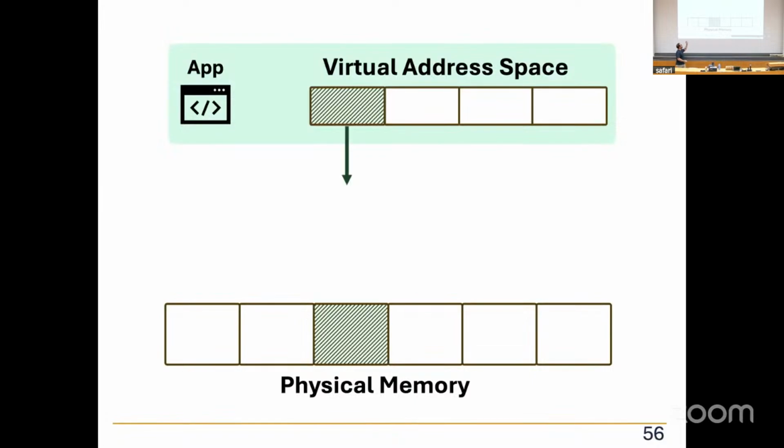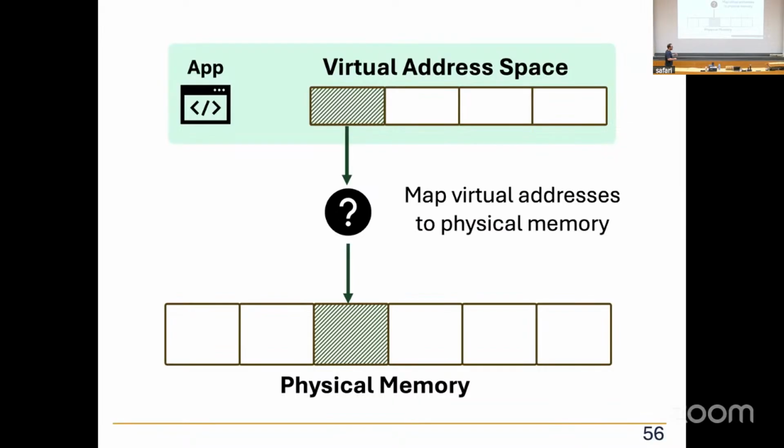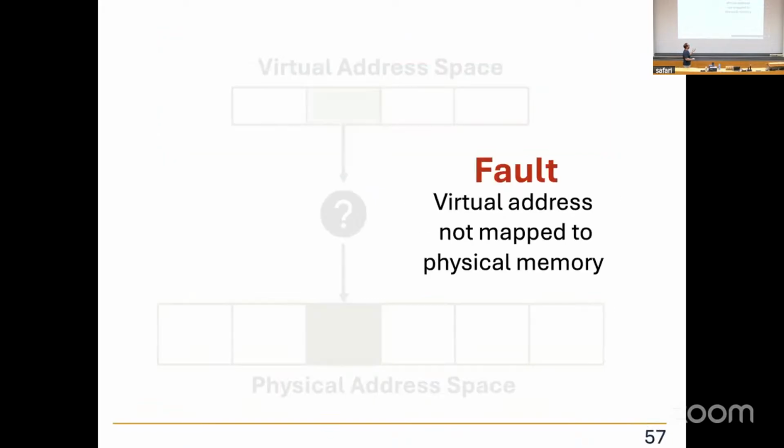So when the data is being touched from the virtual address space, which means that the programmer needs to perform a write to this piece of data, we need to find out and somehow establish the location that this data would be stored in the physical memory. So we need to map, essentially, the virtual addresses to the physical addresses. And this process of mapping them is called the fault in the systems. So virtual addresses are not mapped to the physical memory in this example.